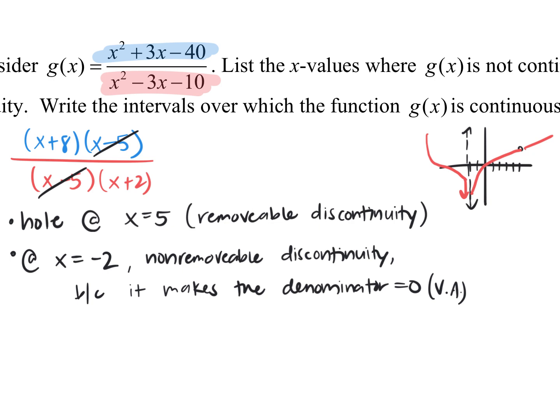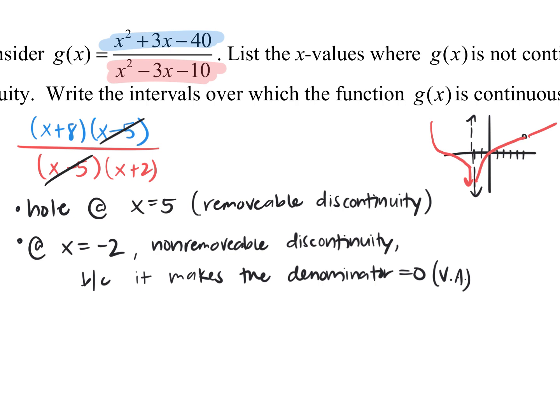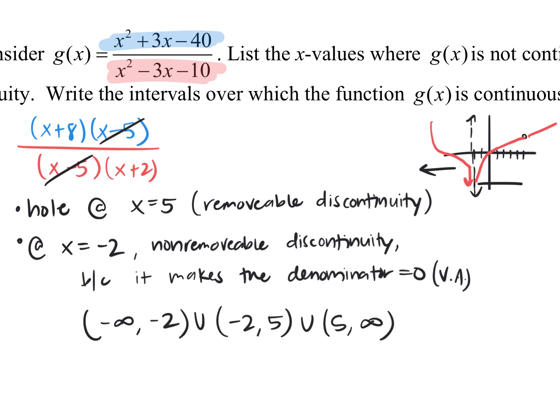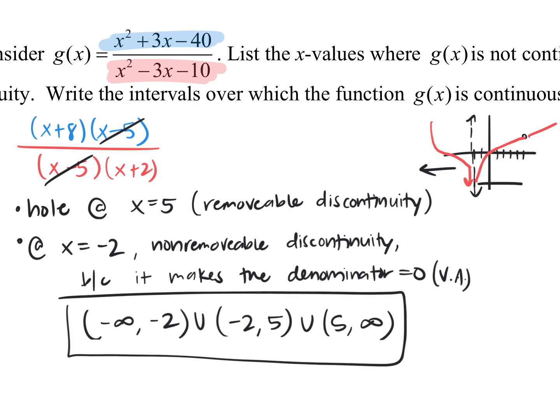However, we do know the only 2 points that are not going to make this function continuous are at -2 and 5, right? So if you need to draw yourself a picture to help you think of how to write your intervals, you can. But to write my interval, I'm starting from the very far left, which would be -infinity for my x's, to -2. And then I'm going to be from -2 to 5, and from 5 to infinity. So this would be your interval on which g of x is continuous.